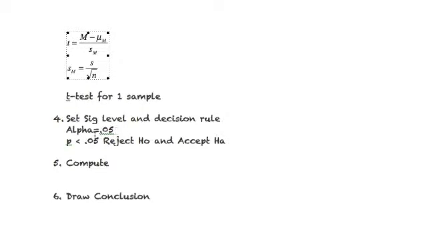Step four, we set our significance level, alpha is 0.05, and our rejection rule, which is our decision rule, which is p is less than 0.05, we reject the null and accept the alternative.